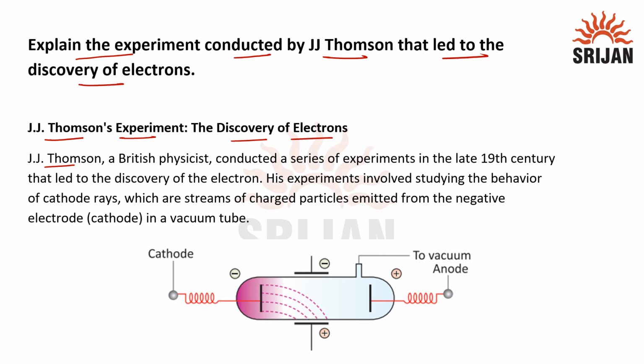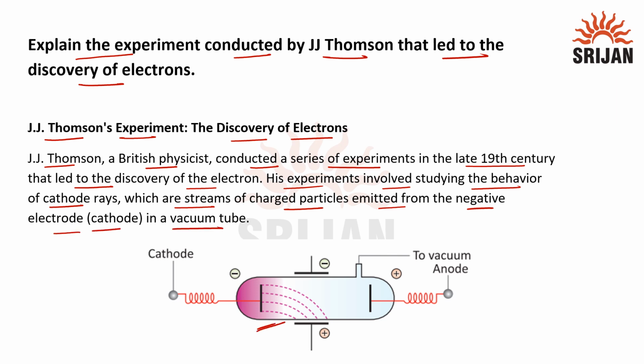J J Thomson, a British physicist, conducted a series of experiments in the late 19th century that led to the discovery of electron. His experiments involved studying the behavior of cathode rays, which are streams of charged particles emitted from the negative electrode, that is cathode, in a vacuum tube.